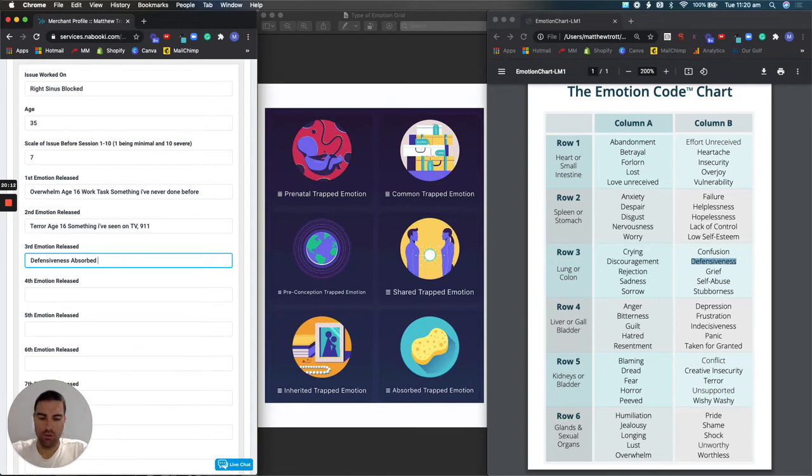So what age did I absorb this emotion? 0 to 20, 0 to 10, 10 to 15, 15 to 16. So I've got age 16, I've absorbed this. And it's come from my father. That's all we need to know. So I'm going to release that trapped emotion of defensiveness.